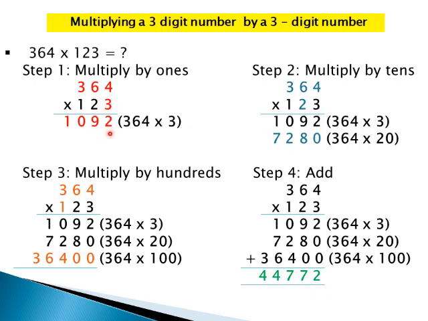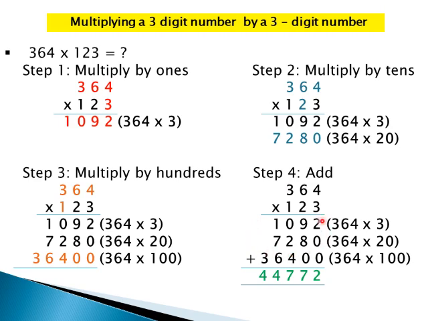1092. Step 2. Multiply by tens. 364 multiplied with 20 gives 7280. Step 3. Multiply by hundreds. 364 multiplied by 100 gives 36,400. Now add all the three numbers together.